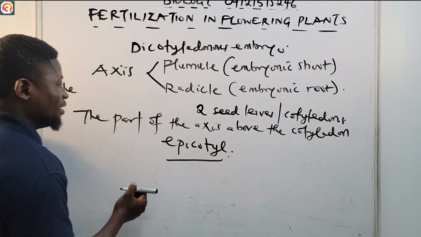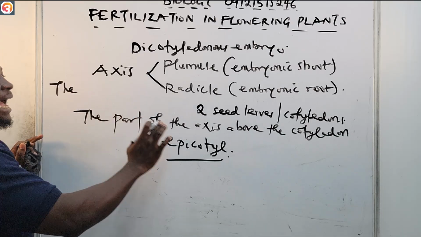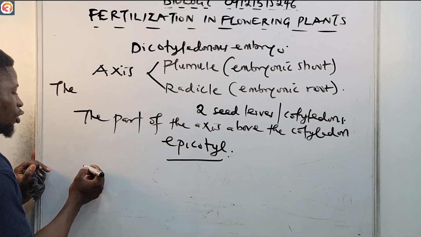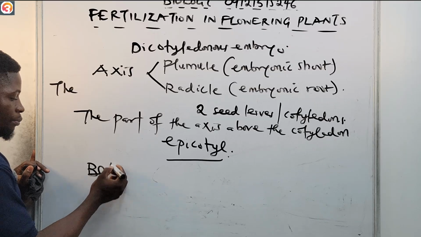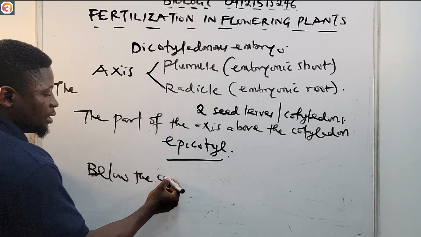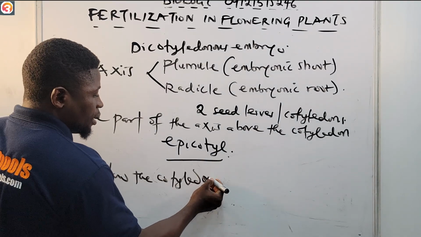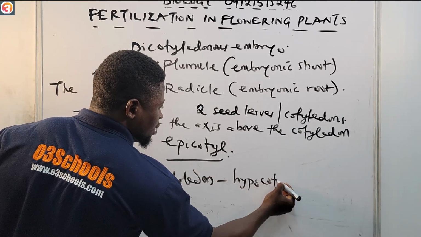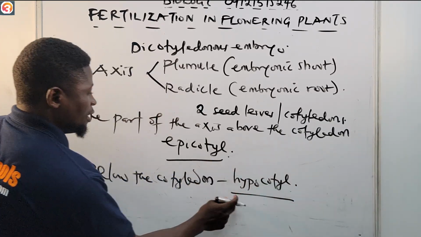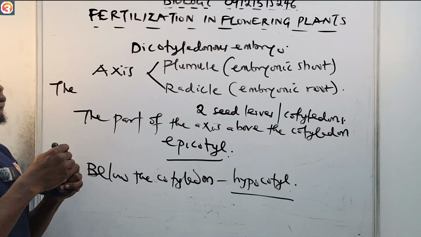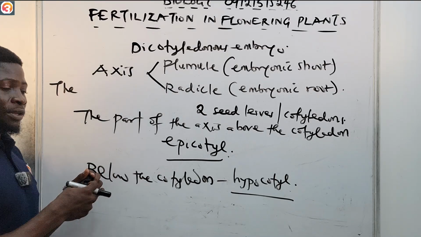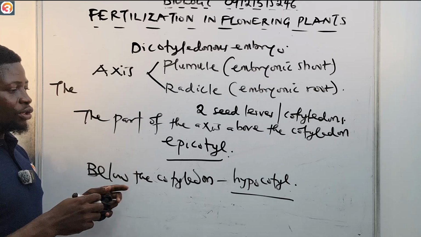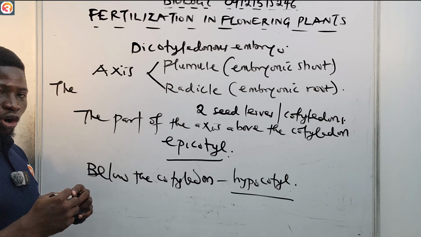Please take note of that. The part of the axis above the cotyledon is called the epicotyl, while the part of the axis below the cotyledon is called the hypocotyl. Please take note of these two terms.